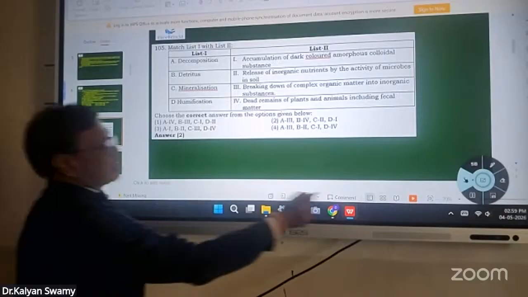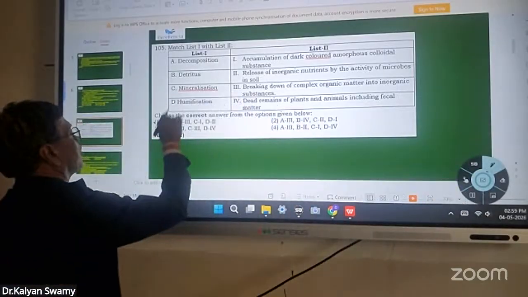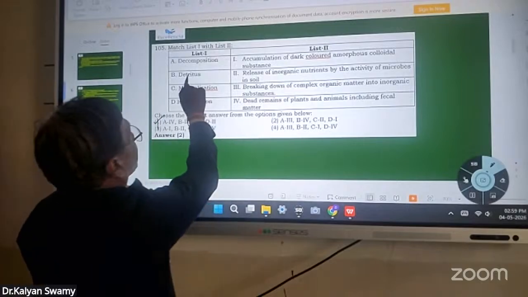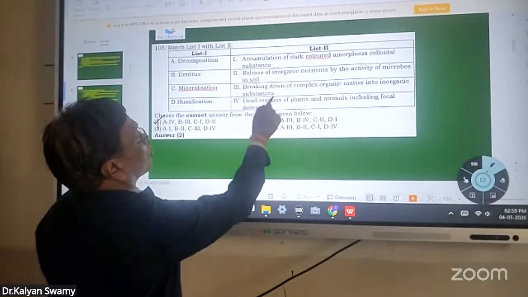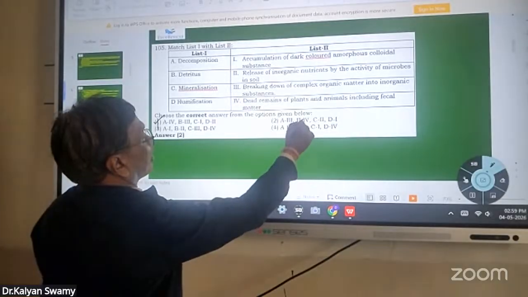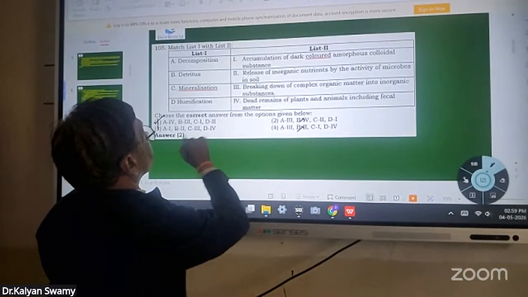Only one option is there. Here we can say the time. Only one second. Here we can have detritus, that is breaking down. B is the 3. Here 4 is there. Here 2 is there. Option is what?